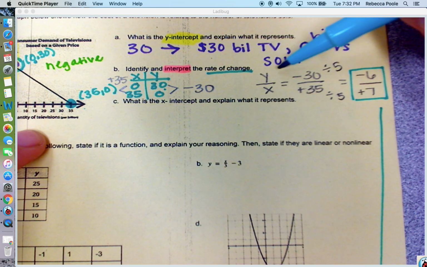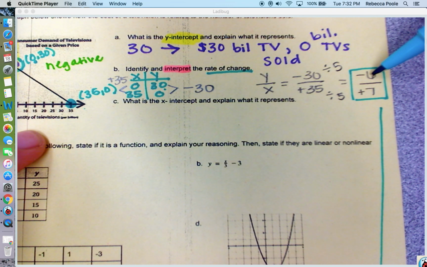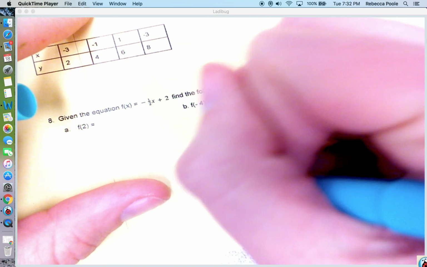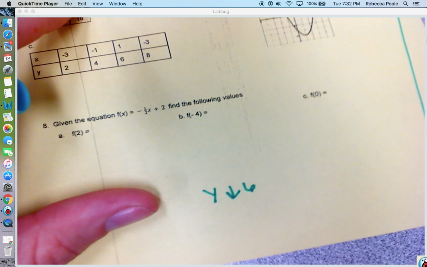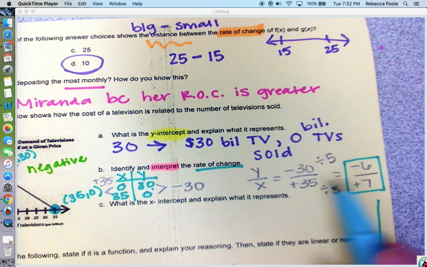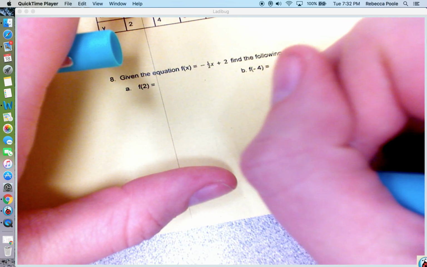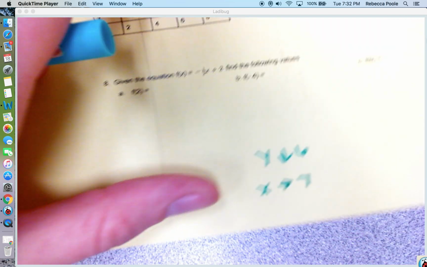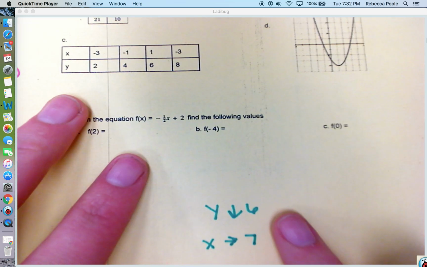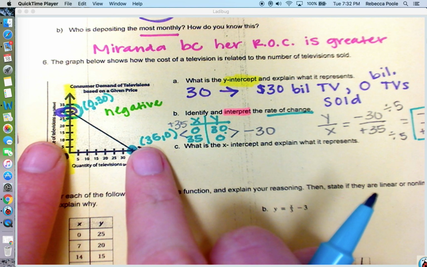So my y's are going up or down. Am I rising 6 or going down 6? Going down 6, right? So y is going down 6. My x's are going up 7 or to the right 7, right? So x's are going right 7. Now, I want you to explain from the graph, because it said interpret, what this means.